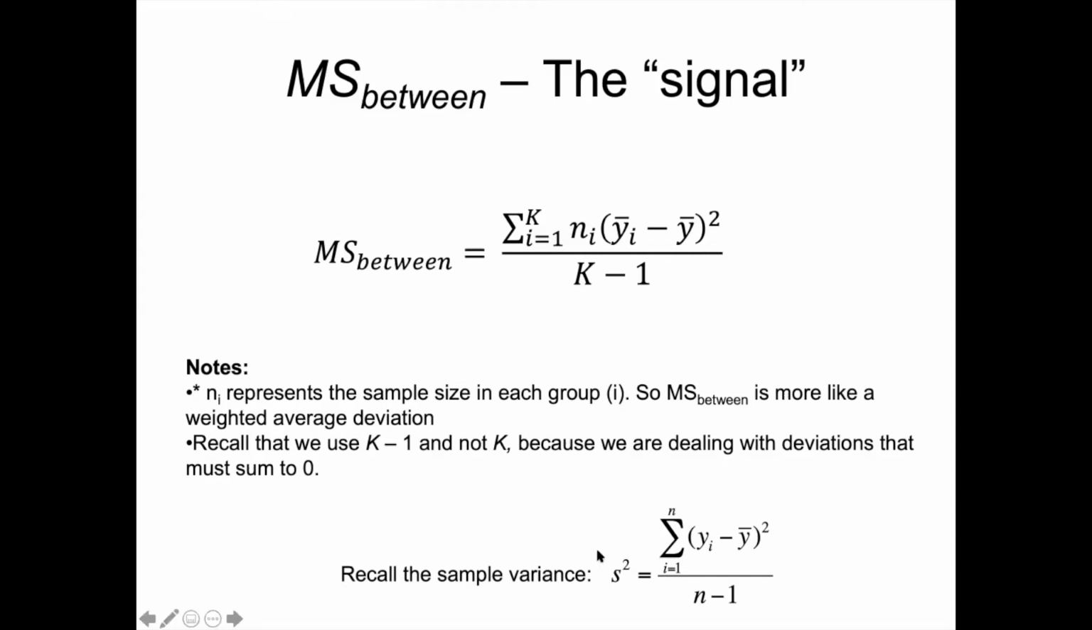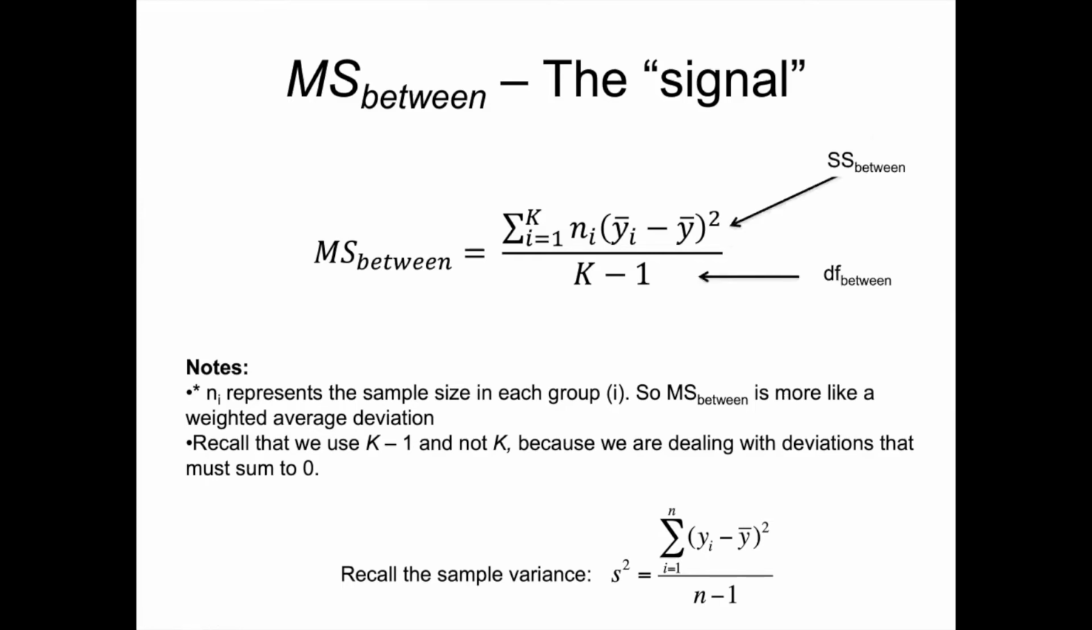Okay. Now, remember that in our denominator, we're using K minus 1 rather than K because we're dealing with deviations that must always sum to 0. So the sum of all of our deviations across our samples from the grand mean is going to sum to 0. And so as a result, we divide by K minus 1 rather than K. But in essence, what you want to think about when you look at this is roughly the average squared deviation of the group means from the overall grand mean.